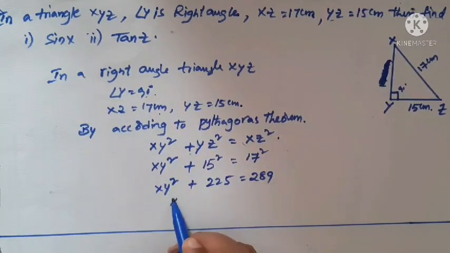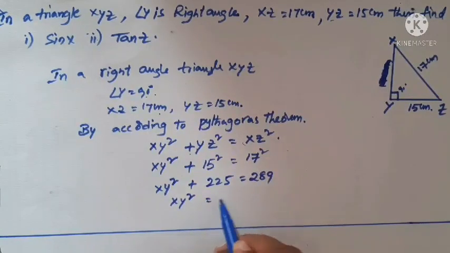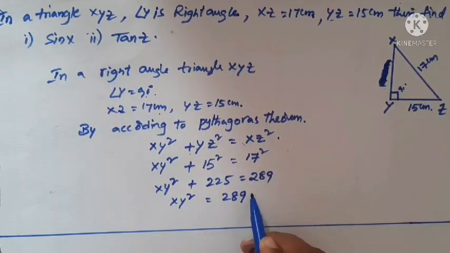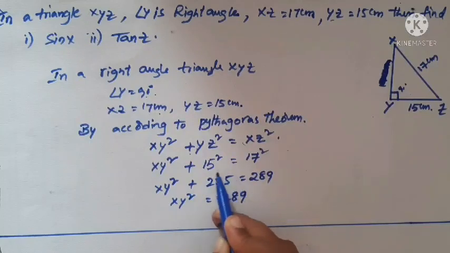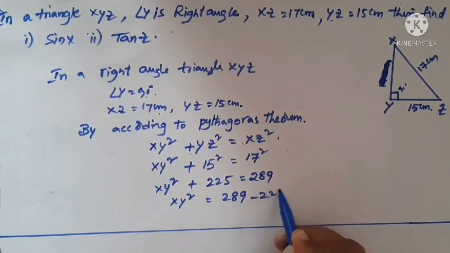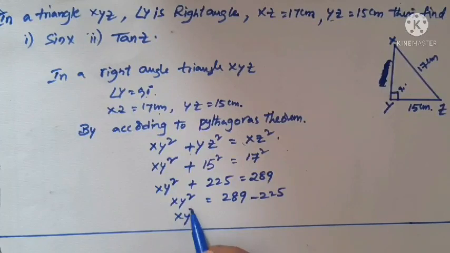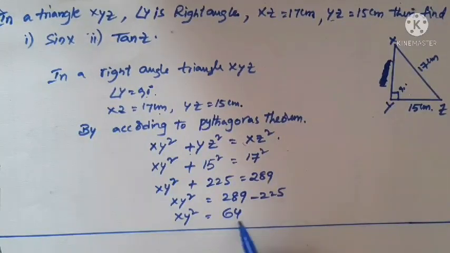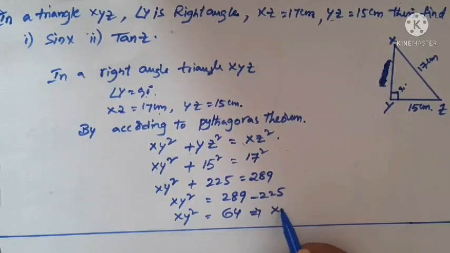Now we have to take 225 to the right side. You will get XY square equals 289 minus 225. How much? 64. And therefore XY equals the square root of 64. XY is equal to, sorry, 8 centimeters. So 8 into 8 is 64. The square root of 64 is 8 centimeters.